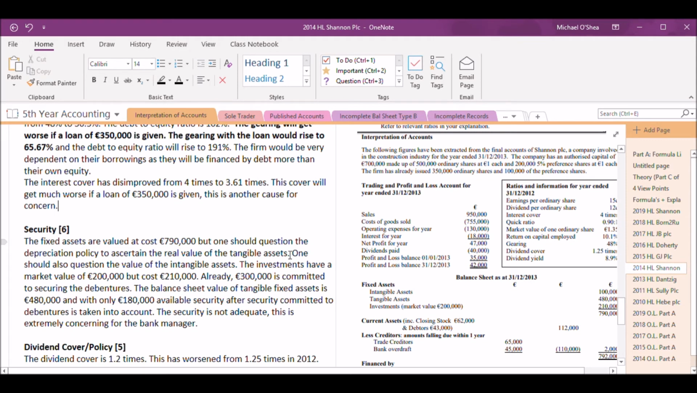Security. So fixed assets are valued at 790,000. Include all of them here when you're doing this first statement. You're just showing in terms of tangible, intangible, and investment. After that, then we always just say we'll question about their depreciation policy. And this part here, then we looked at the investments. I'm going to talk about this part first.